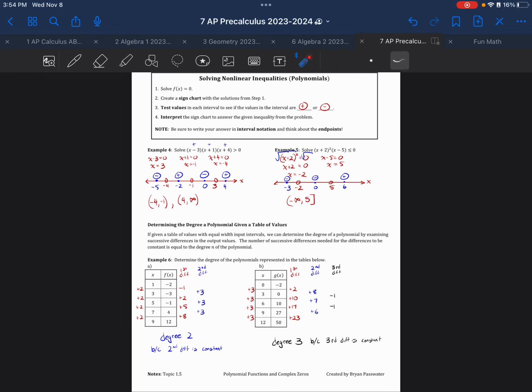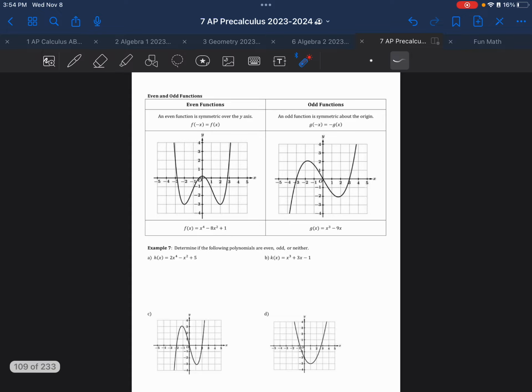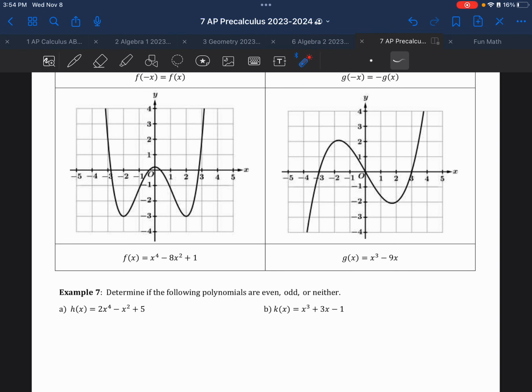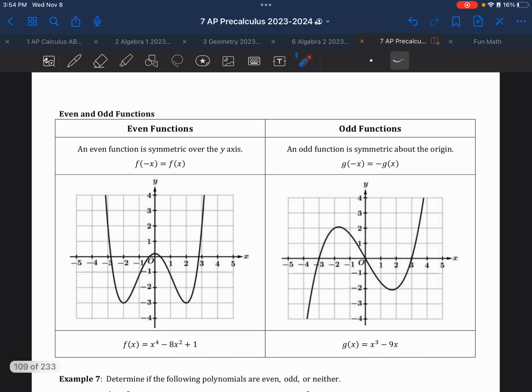All right. Then we're moving on to this even and odd functions, and then you guys can finally be released to the worksheet. Let's see what we got here. Even function. An even function is symmetric over the y-axis, which means negative values of x and positive values of x. It doesn't matter if I go to -2 or +2, they have the same height. Again, f of x represents height. If I go to +2 and -2, they have the same height of -3. If I go to 1 and -1, they have the same height here.